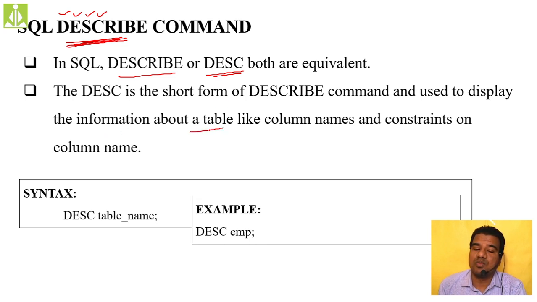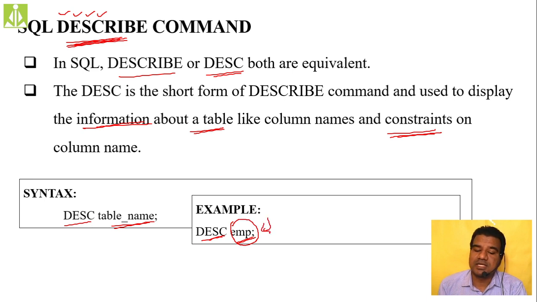For what purpose are we using it? To show the information about the table, like column names and constraints. Very soon we are going to discuss these constraints as well. To know the column names as well as the constraints on a column, we use this describe command. The syntax, if you see, is simply type DESC followed by the table name. Here you can see the example, DESC followed by employee. It will describe this employee table.